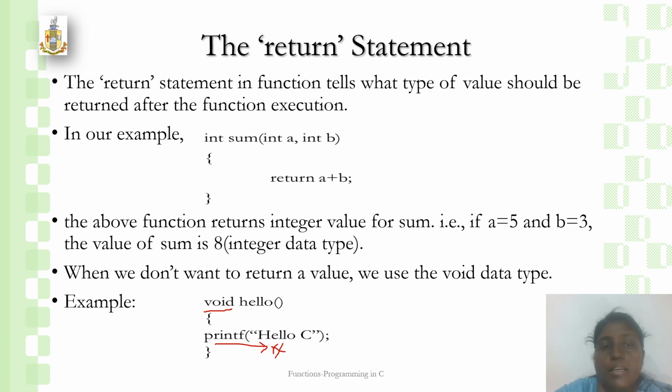In case you have mentioned int, float, or double, the return statement has to be mentioned. Only the void data type will not return anything. Other than this, any other data type will return values. So the return statement goes like this.